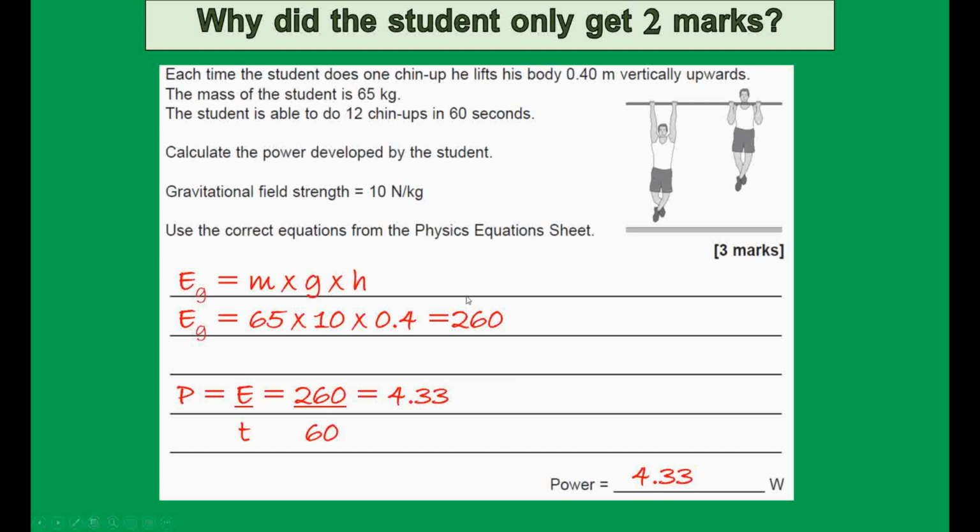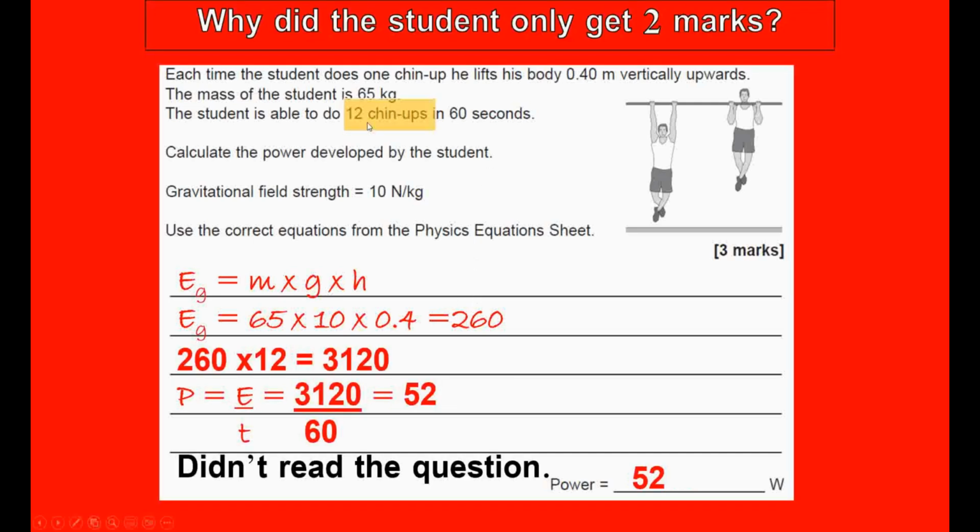Moving on. They didn't see that they did 12 chin-ups. They only found the power as if they'd only done a single chin-up. So be aware of these extra bits of questions. You can use the marks to guide that. If this was a 2-mark question, you'd only be expected to substitute into the right equation and get the answer out. But because it's a 3-mark question, you're going to have to do an extra step. So you need to get these 12 chin-ups in. In fact, I think it's quite a harsh question for only 3 marks. I think this should be 4, but there we go. Make sure you read the question and do everything that it says.